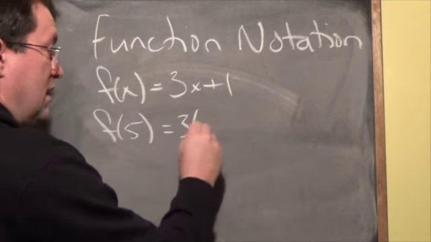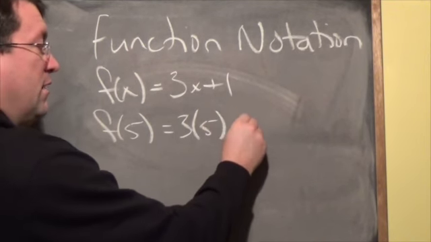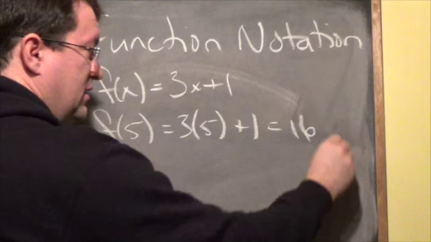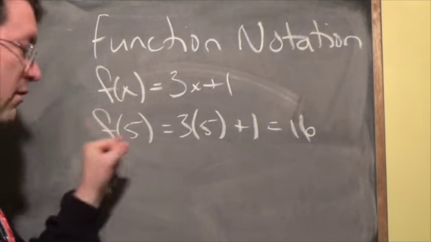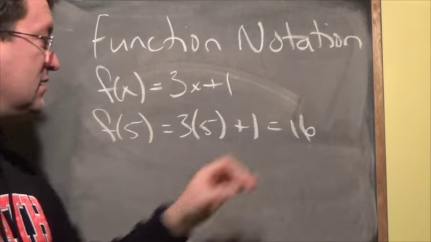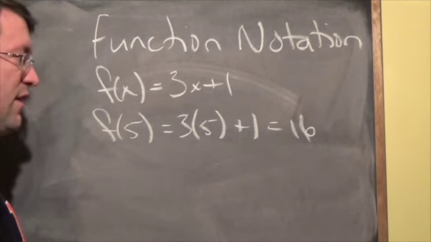So this becomes 3 times the independent variable, which is 5, plus 1. And the answer is 16. Okay, so the dependent variable, this whole thing represents the dependent variable, is 16 when the independent variable is 5.